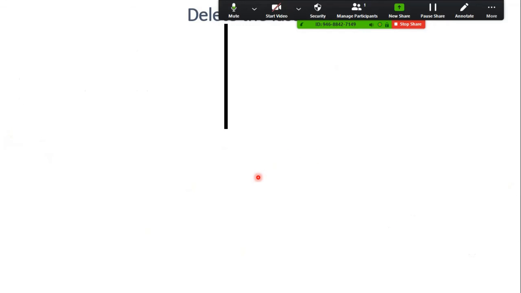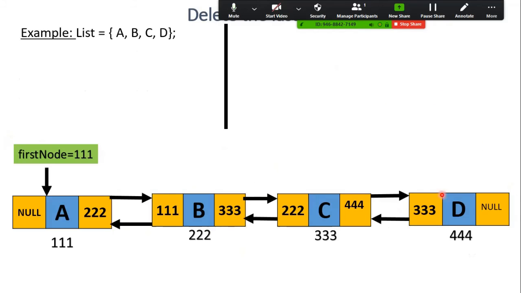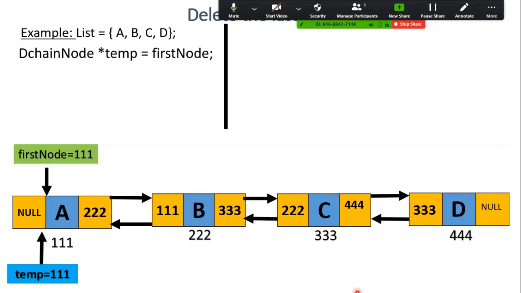Next case, how to delete the last node. Which is the last node here? D node. So how to delete the last node? What should we do? I should traverse first. Yes, I should traverse up to C node. If I want to delete D node, I should traverse up to C node. How to traverse up to C node? That is, D chain node.